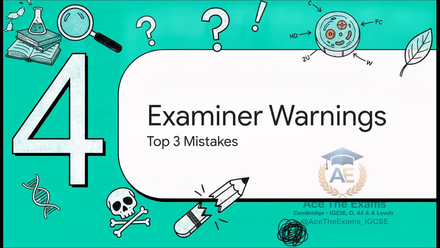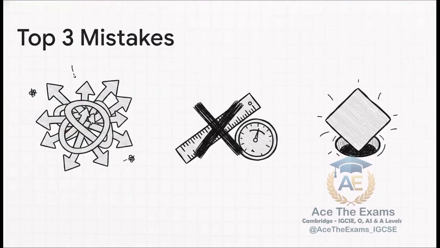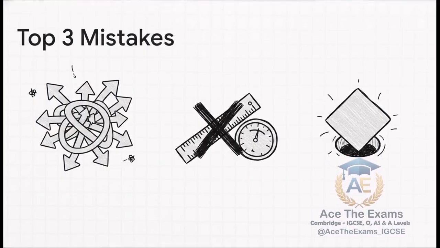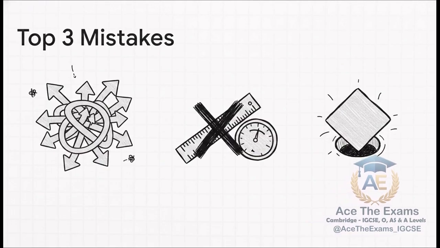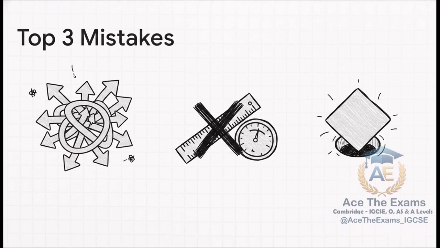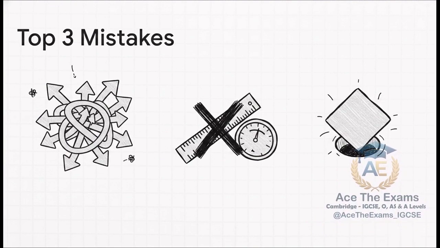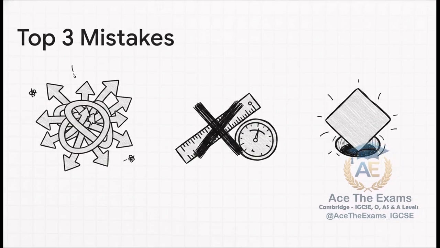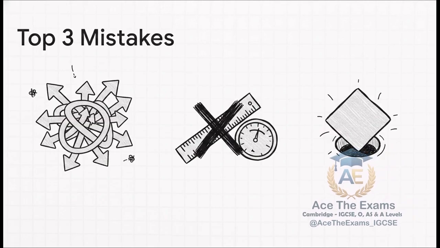Section 4, Top 3 Examiner Warnings. Don't lose easy marks. Okay, this is the big payoff I promised you earlier. We have extracted these warnings straight from the Cambridge Principal Examiner reports. These are literally the exact pitfalls that trap thousands of students every single year. Number 1. Candidates confuse cause and effect in transport mechanisms, like thinking water moving up the xylem somehow causes the transpiration pull, rather than the other way around.